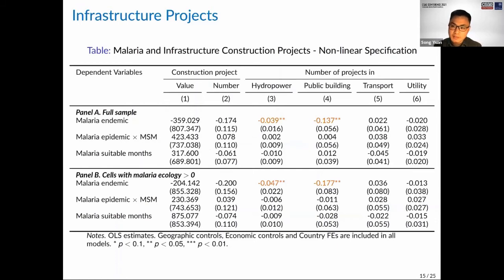The takeaway of this table is that malaria endemic risk has a negative impact on the number of projects in hydropower and public buildings, which are usually regarded as skill-intensive sectors. Even though it also displays a negative impact on the number of the other projects, it's not significant. So we would like to ask, what's the channel, right?